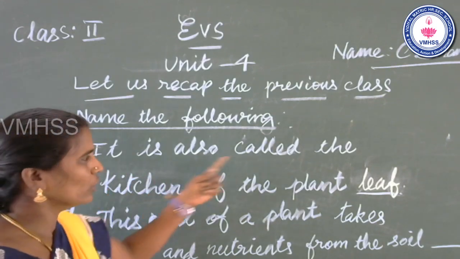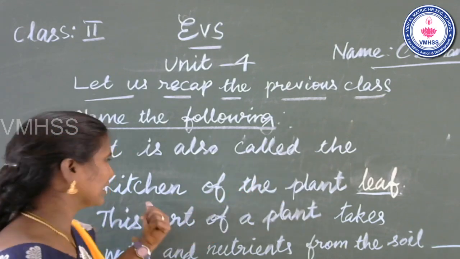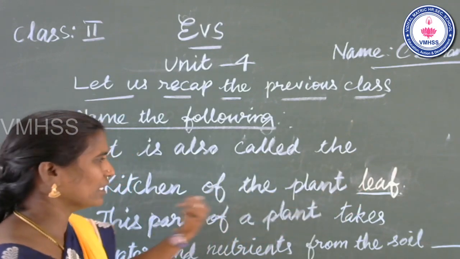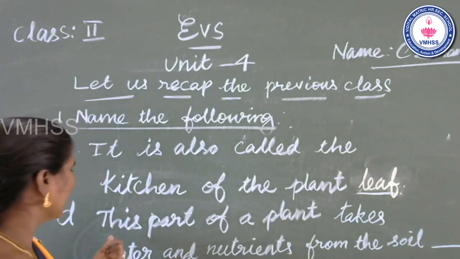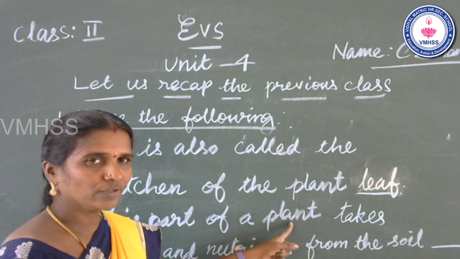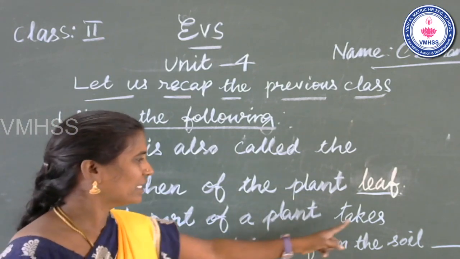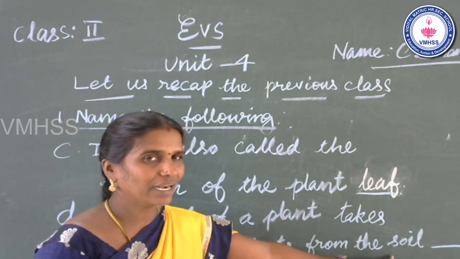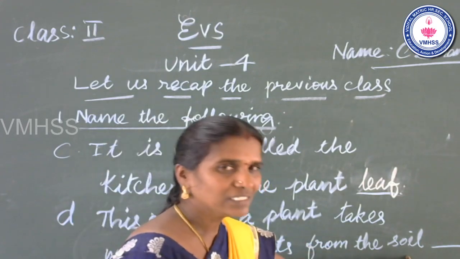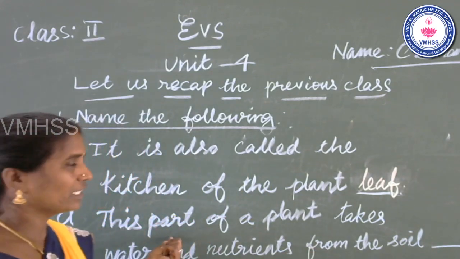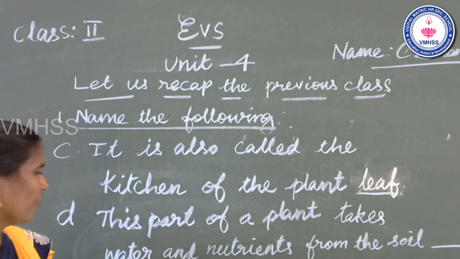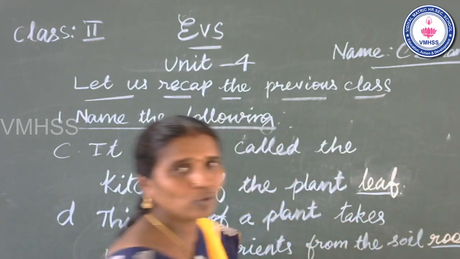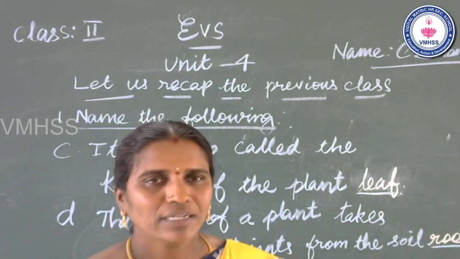It is also called. Which part? Yes, children. Very good. Very nice. Root. R-O-O-T. Root. The next one.